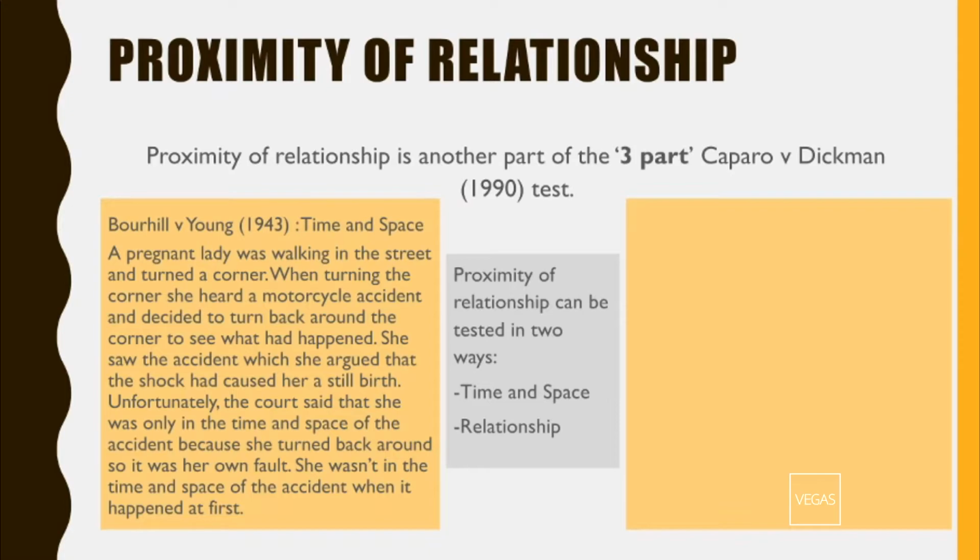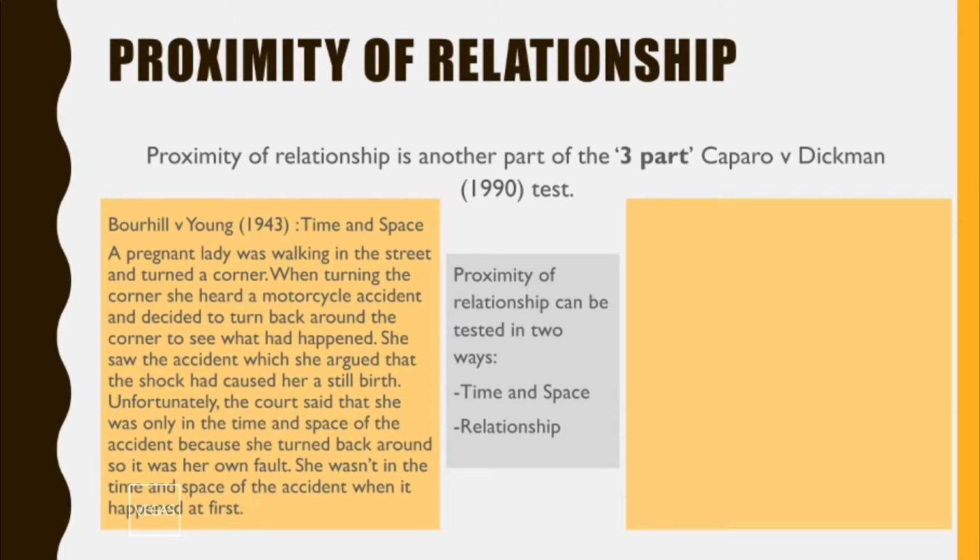A pregnant lady was walking in the street and turned a corner. When turning the corner, she had a motorcycle accident and decided to turn back around the corner to see what had happened. She saw the accident, which she argued that the shock had caused her a stillbirth. Unfortunately, the court said that she was only in the time and space of the accident because she turned back around, so it was her own fault. She wasn't in the time and space of the accident when it happened at first.